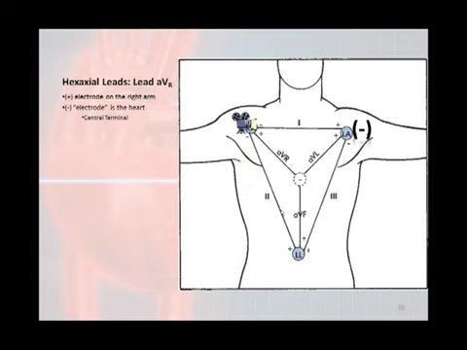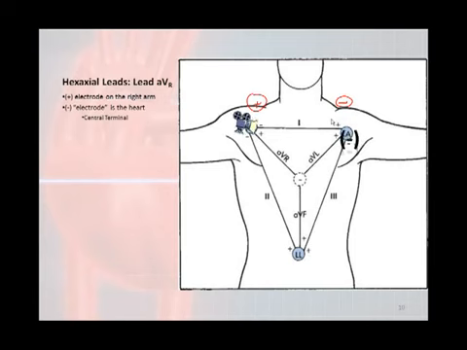Finally, let's look at AVR. What we did with AVR is we took the positive electrode and placed it over here on the right arm. This is the only lead of the hexaxial leads where the positive electrode is on the right arm. The negative electrode is going to be over here on the left arm if we were to use this lead. This is a polar opposite of lead 1. But what we're doing here is we're actually getting another view. So we're going to move the electrode down into the central terminal. What this does is it actually gives us another view of the heart.